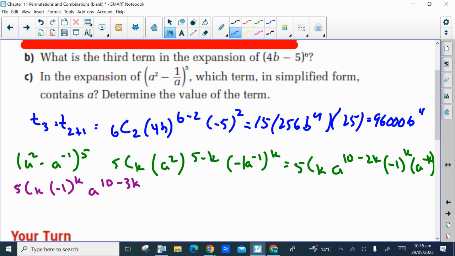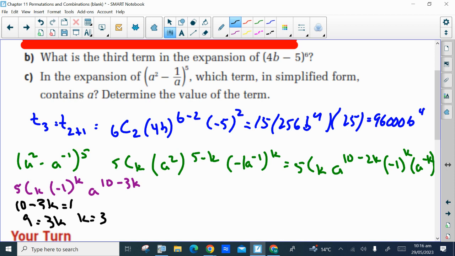This is how we determine what k must be. We are looking for the term that, when simplified, contains a, which is a to the 1. The exponent on a must be 1. 10 minus 3k has to equal 1. So if you subtract the 1 from both sides, you'll get 9 on the left. Add the 3k to both sides, so you'll get positive 3k on the right. Divide both sides by 3, and k equals 3.